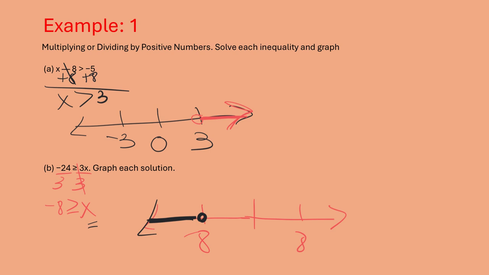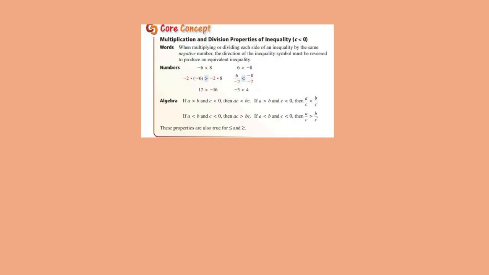All right, so that one, this is when we're dealing with positive numbers. We're basically dividing or multiplying with positive numbers. But now comes the next one: when multiplying and dividing properties of inequality where C is less than 0. That means that when multiplying or dividing each side of an inequality by the same negative number, the direction of the inequality symbol must be reversed to produce an equivalent inequality. Okay, so let's look here. We have negative 6 is less than 8.